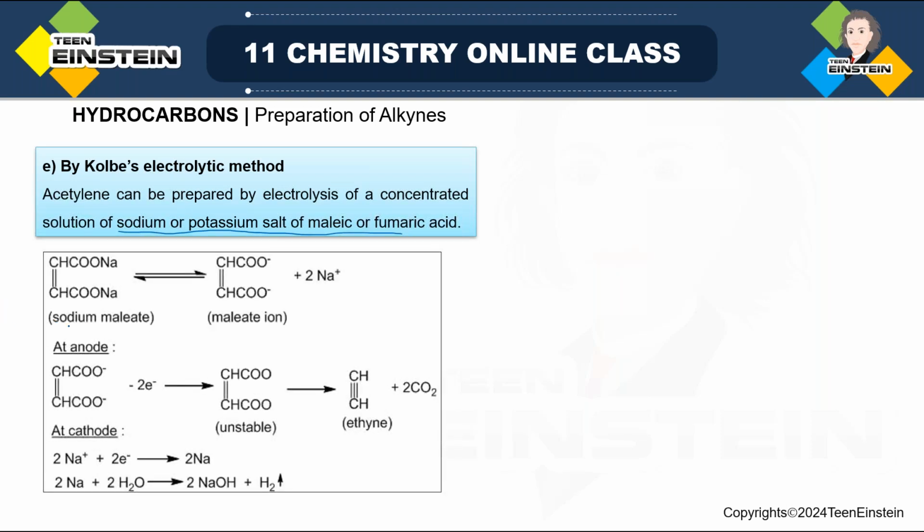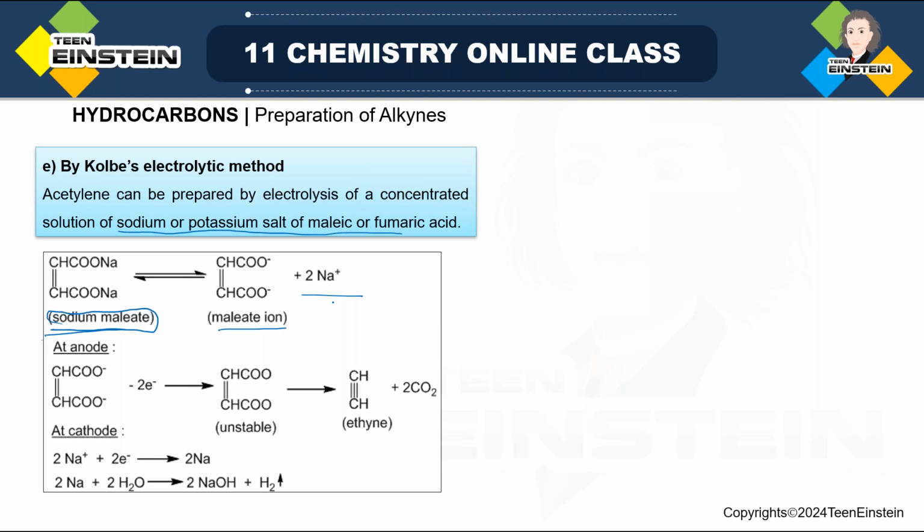So this is basically the sodium salt of maleic acid, or sodium maleate. One form is cis, another form is trans. It doesn't matter whether you have taken cis or trans because the mechanism is what is important. If you look at the first equation given here, starting from sodium maleate, you will get the maleate ion and 2Na+. Sorry, it is not the overall reaction. It is the first step, not the overall reaction, because in the overall reaction you will get the alkyne.